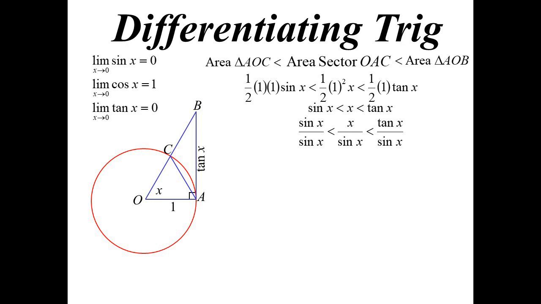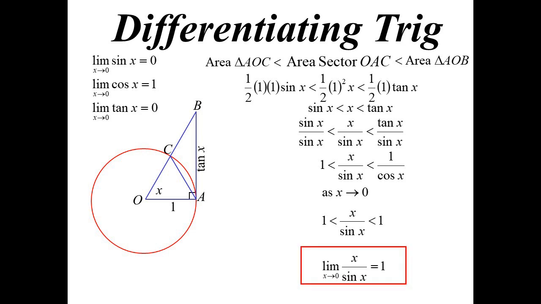Well, when I do that, I now get this little one. I've trapped x on sine x in between 1 and, well, it's sec x, but I've written it as the reciprocal of cos x. So as x approaches 0, remember we said cos x approaches 1. So as x approaches 0, I have trapped x on sine x in between 1 and 1. Therefore, I now know that the limit as x approaches 0 of x on sine x must be 1.